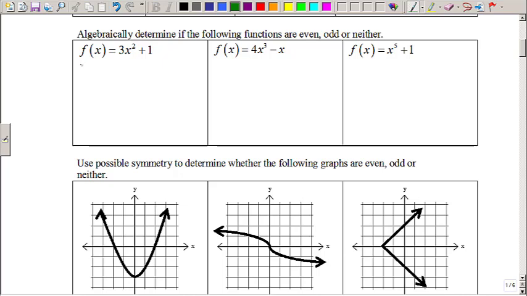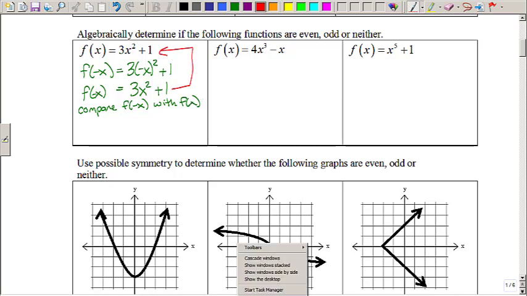As we said earlier, we're going to evaluate f of the opposite of x in order to determine if this function is even or odd or neither. So every time I see x, I'm going to replace x with the opposite of x. Negative x squared is going to get me x squared. And I'm left with 3x squared plus 1. Next, I would like to compare f of negative x with f of x.